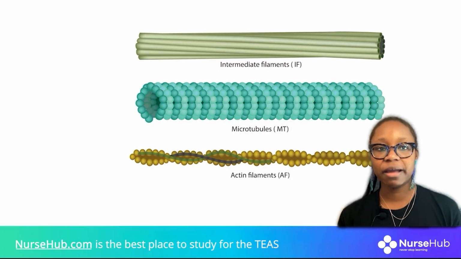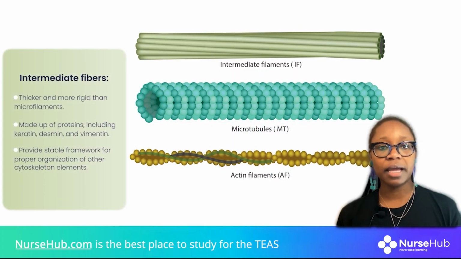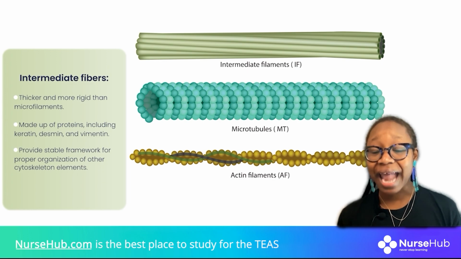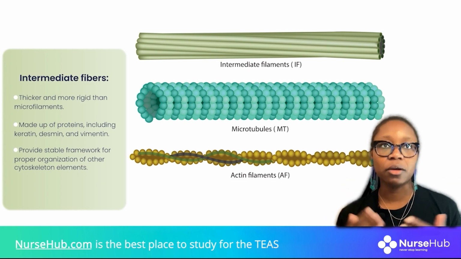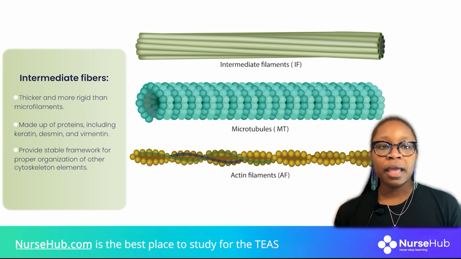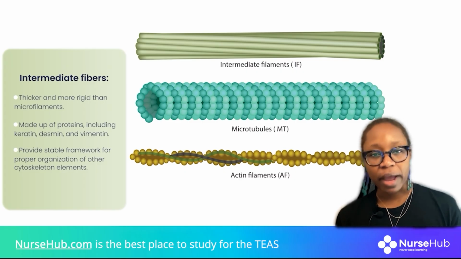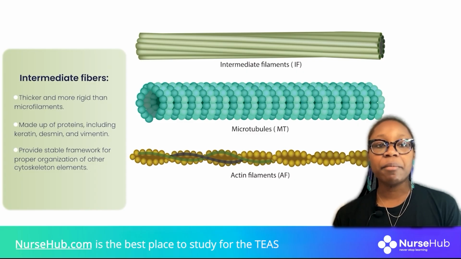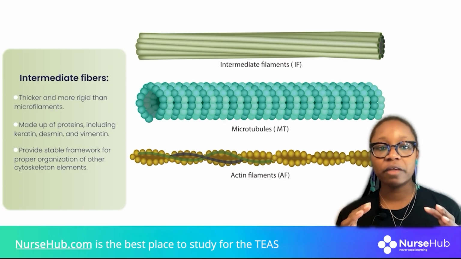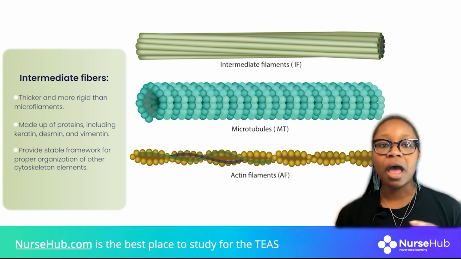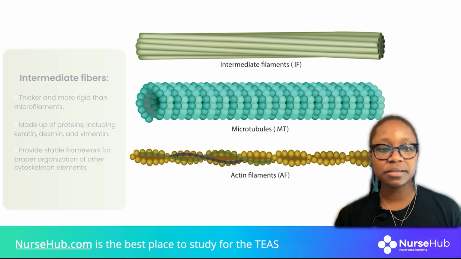Let's talk about intermediate fibers. So intermediate fibers are thicker and more rigid than microfilaments, but they're not as thick as microtubules. That's an important distinction, and that will come up, or often comes up, on the exam. They provide the cell with mechanical strength and support. They are made up of a variety of proteins, including keratin, desmin, and vimentin. While intermediate fibers are not directly involved in the movement of materials within the cell, they provide a stable framework that allows for the proper organization of other cytoskeletal elements.